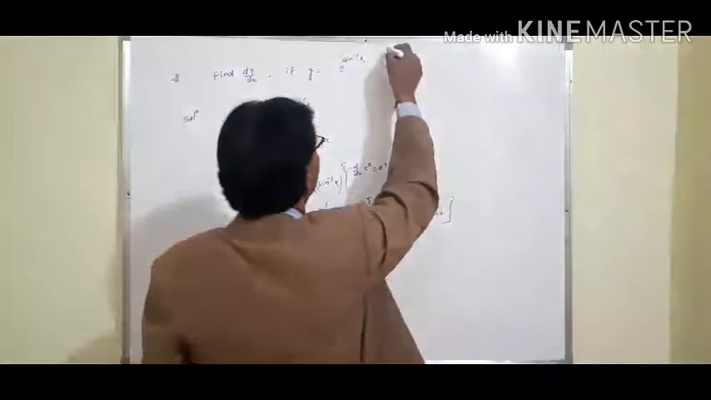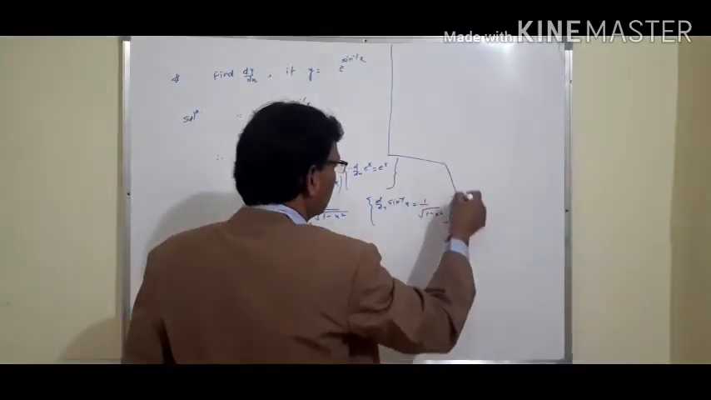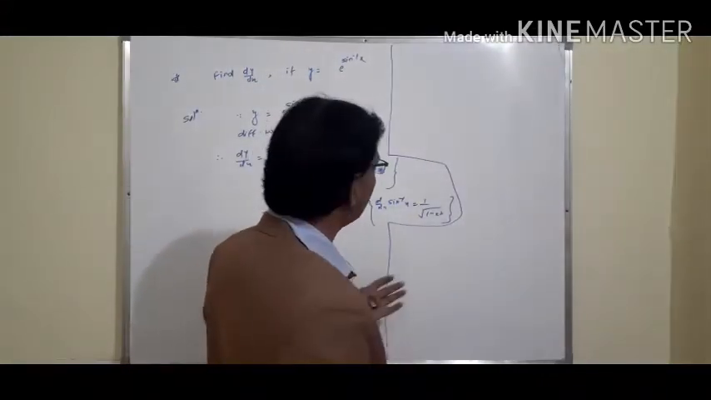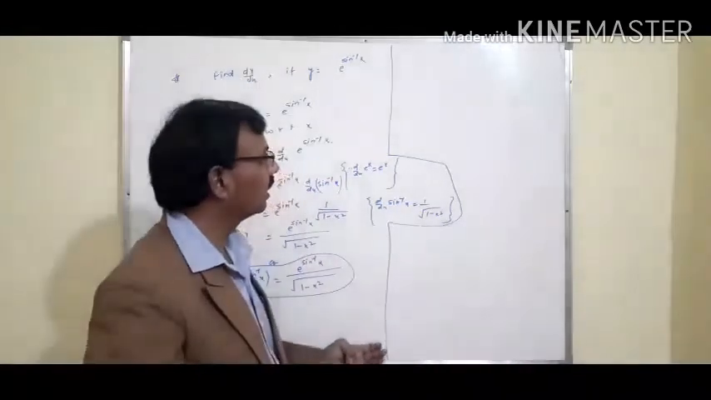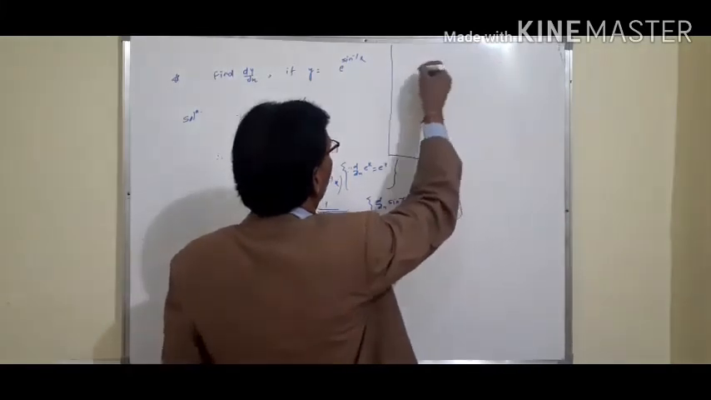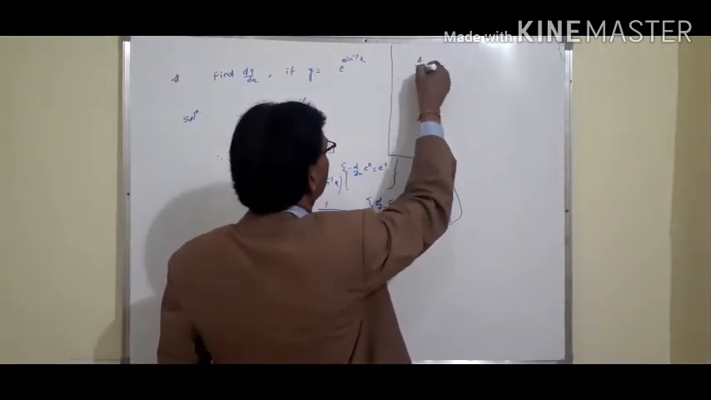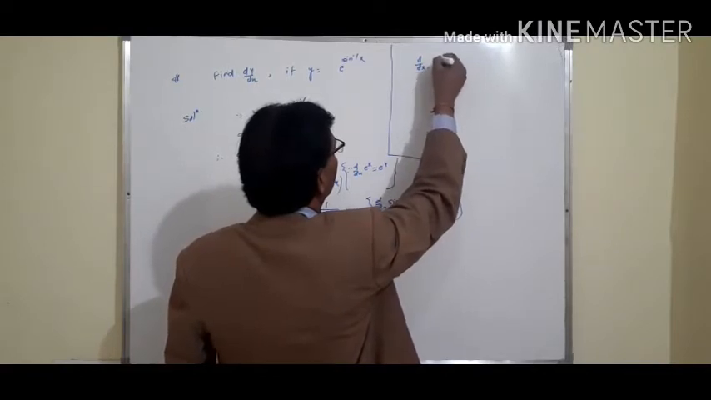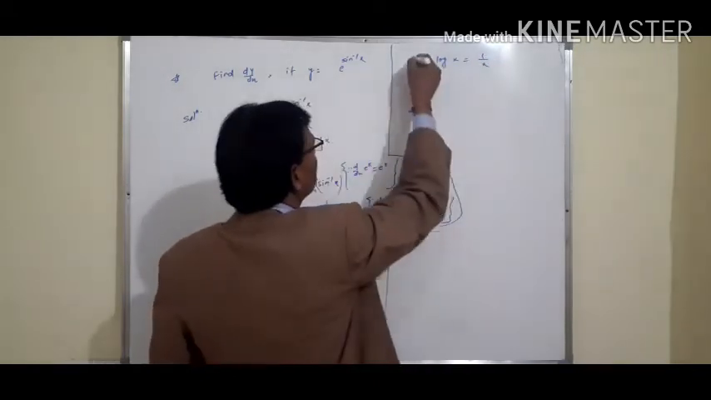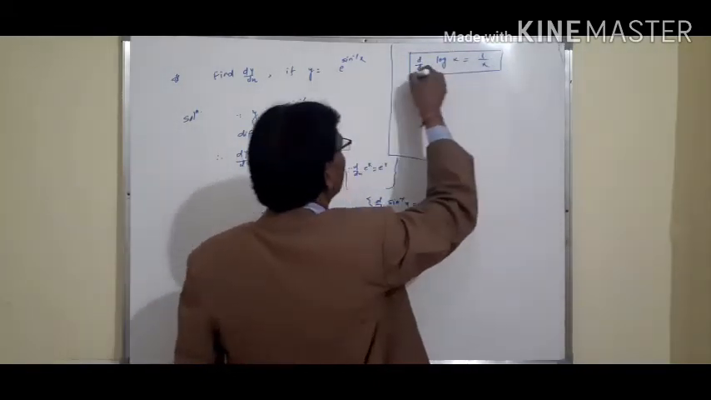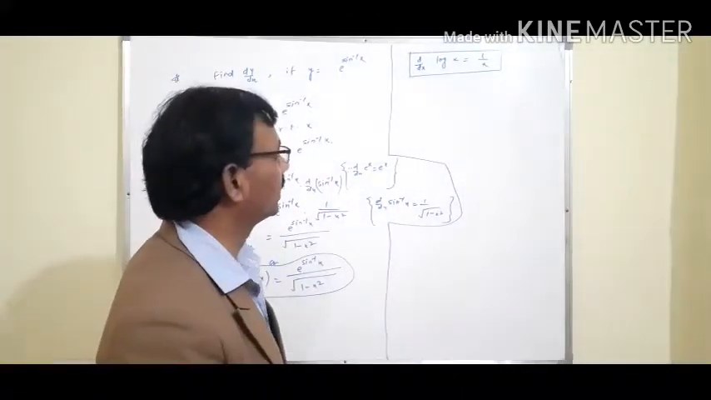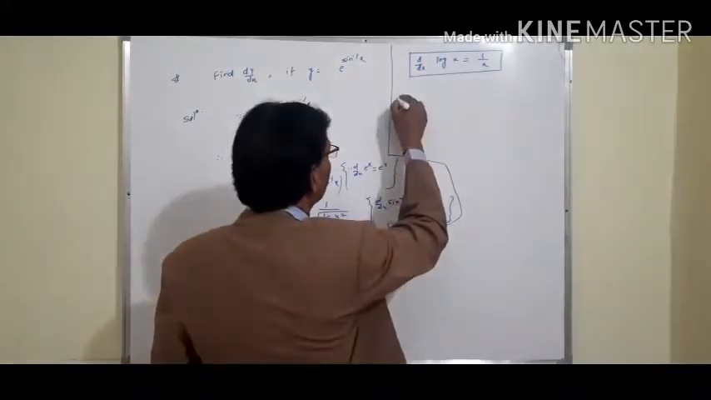Now we take another type of example related to logarithmic function. Before taking the example, first we discuss some derivative of the logarithmic function as d by dx of log of x equal to 1 upon x. This is a very important rule for finding the derivative of log of x. Now we take an example.